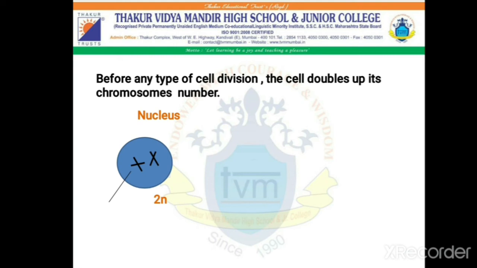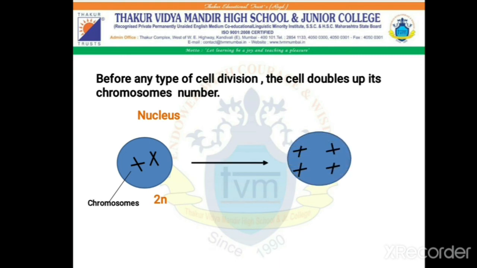When the cell gets mature, it will undergo cell division, and the first thing it will do is double up its chromosome number. That is, 2n will get converted into 4n. So in this diagram you can see four chromosomes are present. So 2n has got converted into 4n. That is the simple process which is carried out in any cell before cell division.